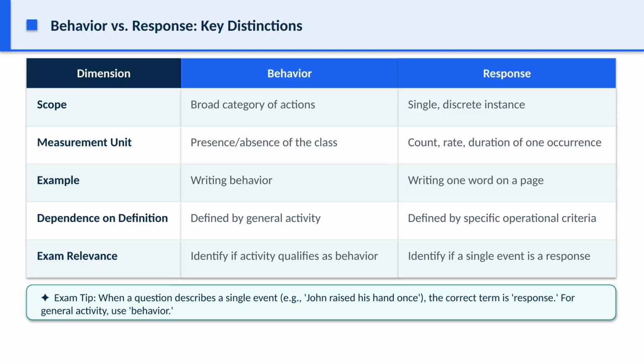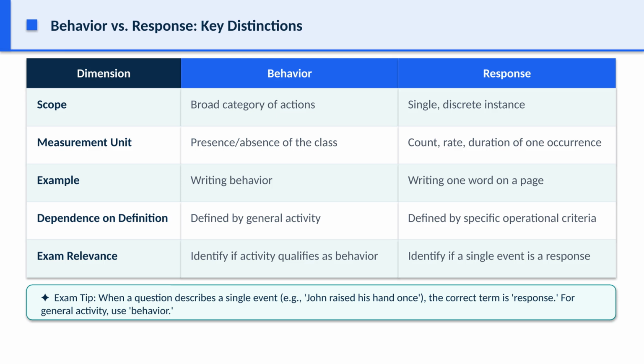Behavior is the broad category, like writing behavior, which you measure by its presence or absence across time. A response, however, is a single, discrete instance, such as writing one word on a page. You'd count its frequency, rate, or duration. The key is that behavior depends on a general activity definition, while a response requires specific operational criteria, exactly what you'd write in a measurement plan.